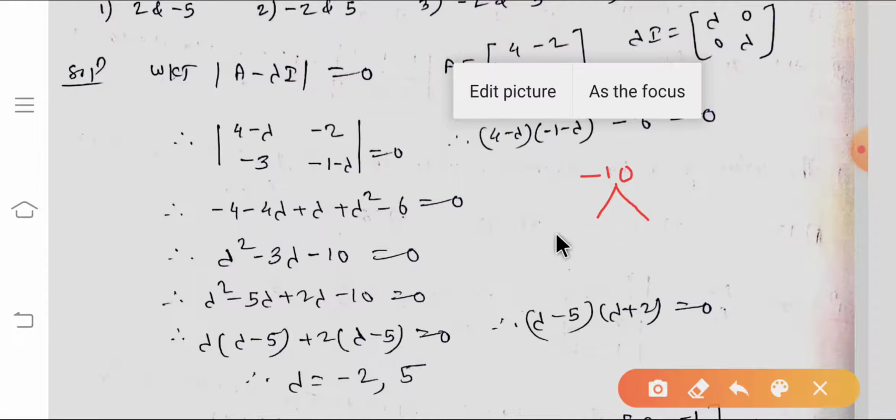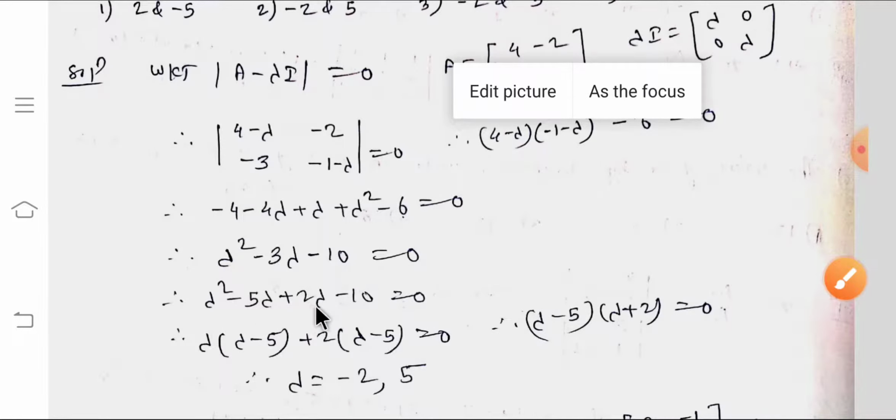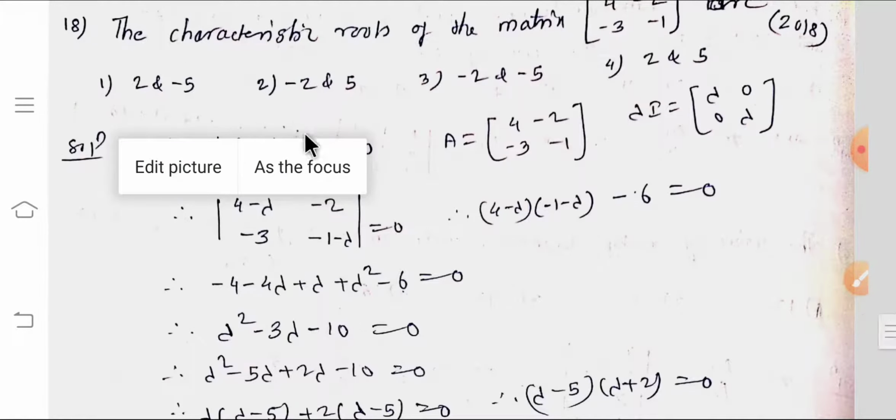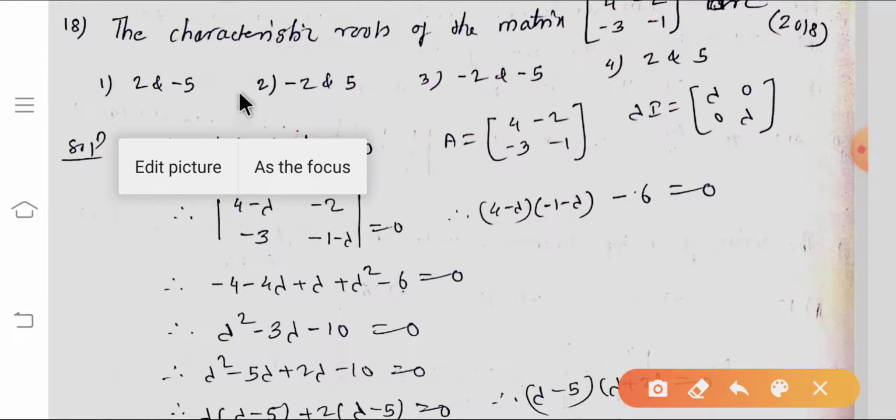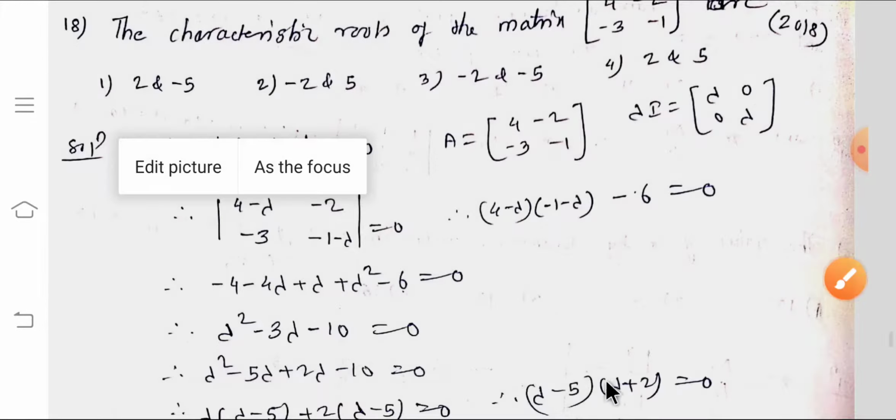How does minus 10 come? 5 twos are 10. Which sign is negative and which is positive? The greater number should be negative, because the middle sign needs to be negative. So minus 5 and plus 2 are the factors: lambda square minus 5 lambda plus 2 lambda minus 10 equal to 0. By expansion we get (lambda minus 5)(lambda plus 2) equal to 0. So lambda equals 5 and minus 2. The right option is option 2, minus 2 and 5.